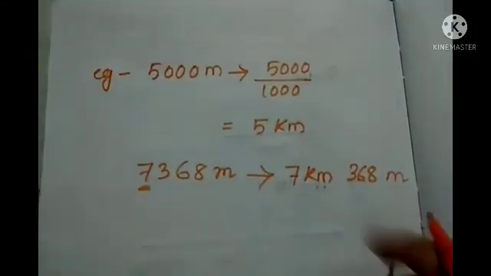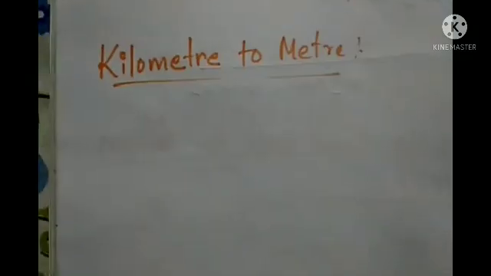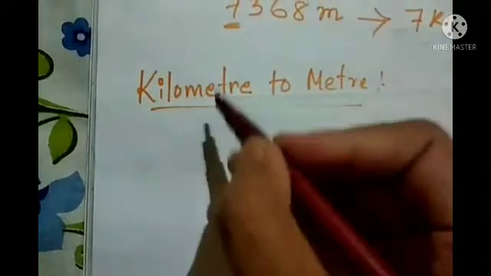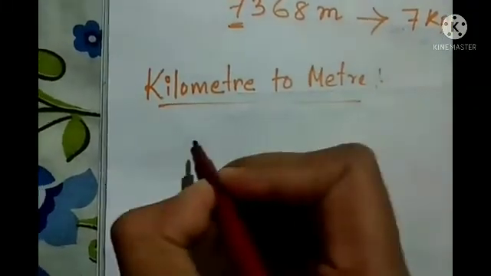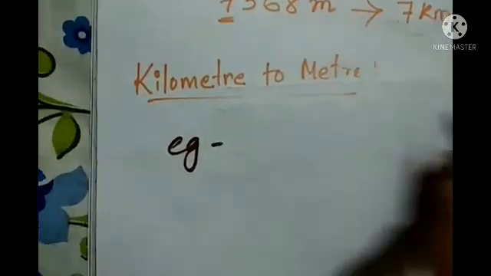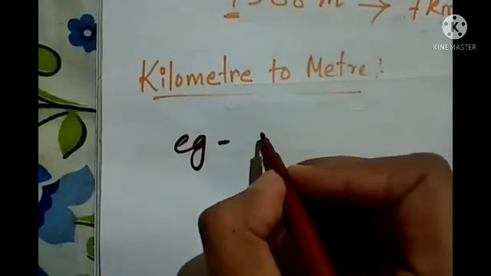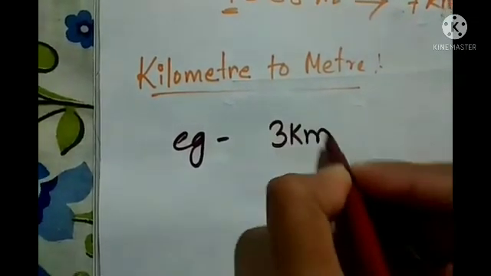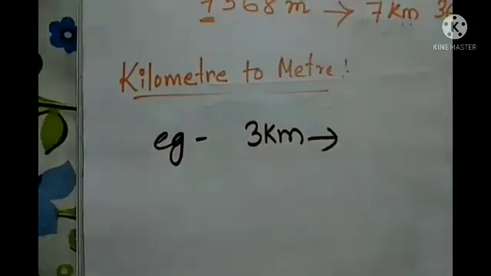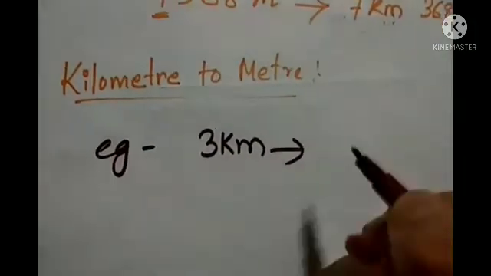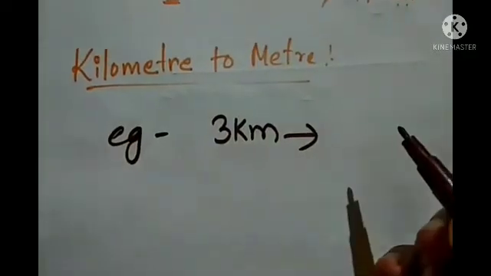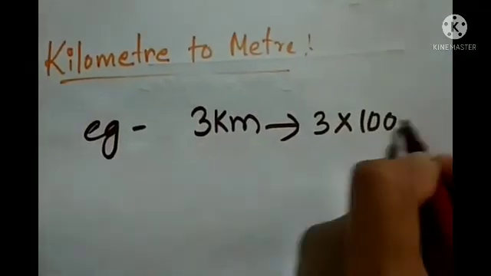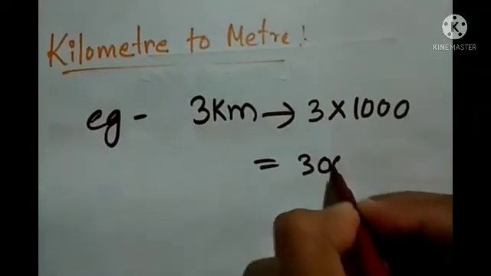Okay students, very simple. Now if the unit is given in kilometer, then how to convert into meter? Let's take one example again. Suppose it is given, let's take 3 kilometer. We have to convert it into meter. So meter is smaller than kilometer. In this case, what we have to do? We have to do multiplication. So 3 into 1000 we have to do. Then we'll get 3000 meter.